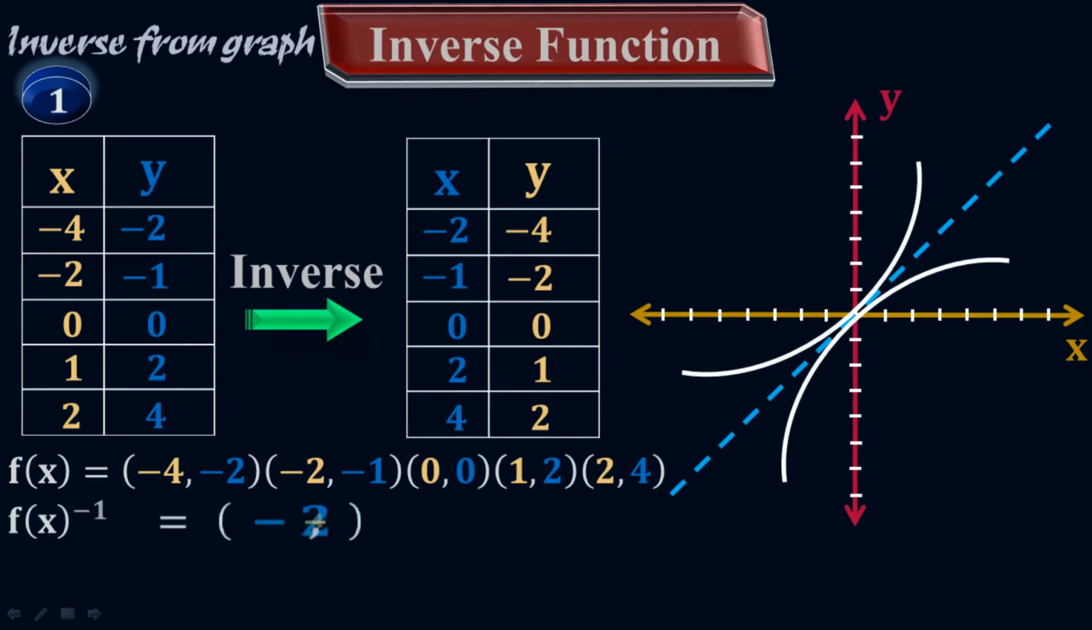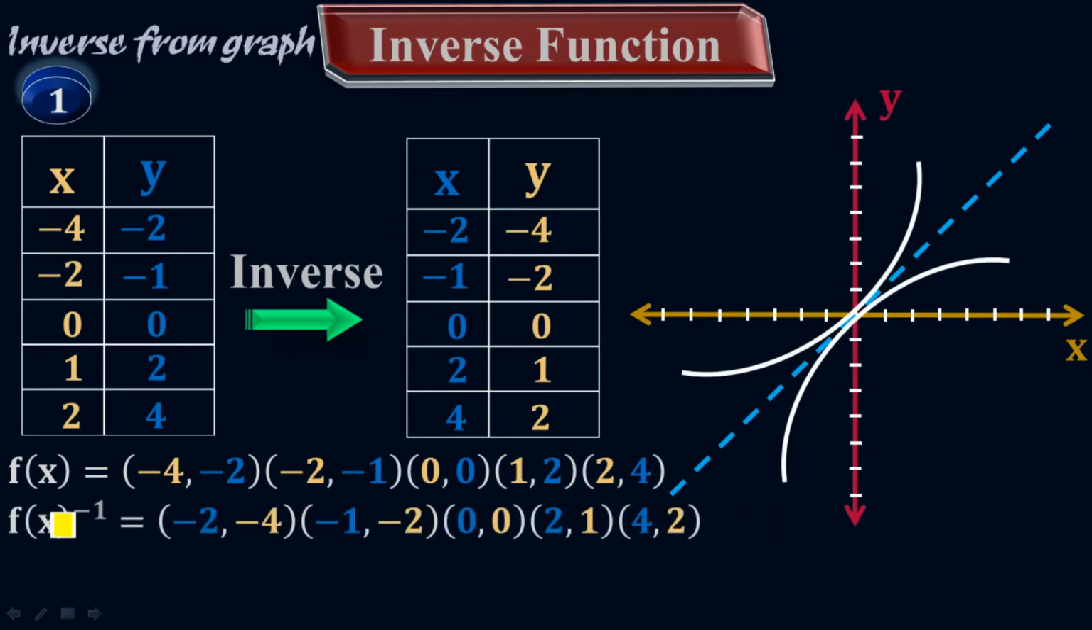For the inverse, it will be the other way around. f of x to the negative 1 is the inverse of f of x. Look, it is not equal to 1 over f of x. This negative 1 is not the exponent. It just shows the inverse character of f of x.